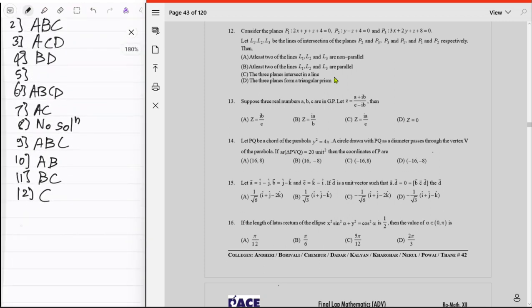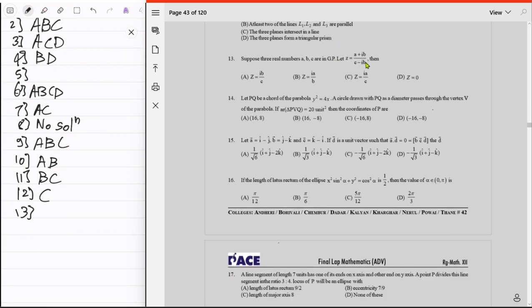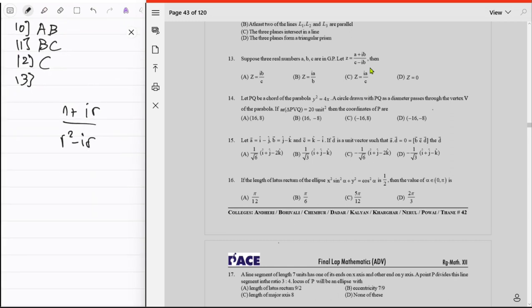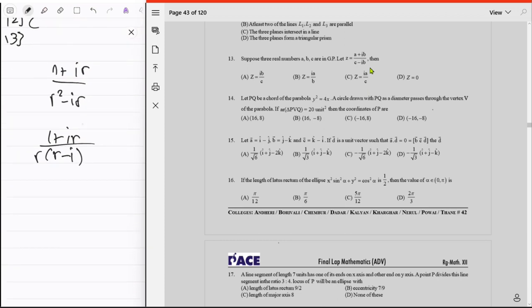13. 13 means suppose three real numbers a, b, c, then z equal to this thing, okay. Then what to do? Right, just put b equal to c and all that. So a will cancel, just 1 plus i r upon r square minus i r. Okay, interesting. This is like 1 plus i r upon r times r minus i. Well, this times iota is just i minus. Okay, so this is iota upon r in that case.